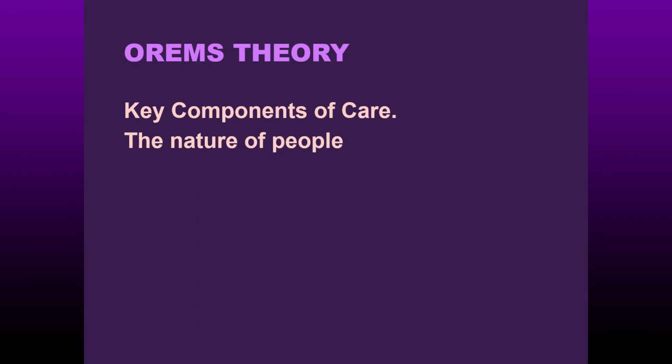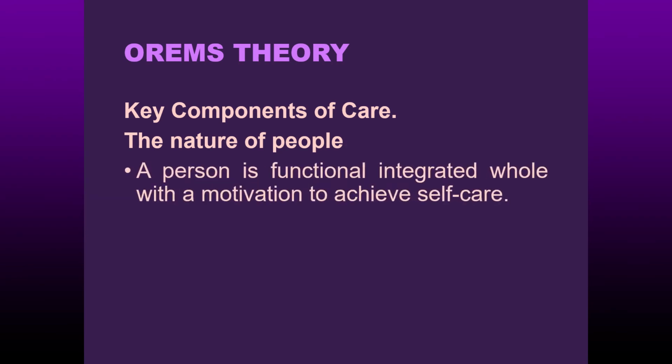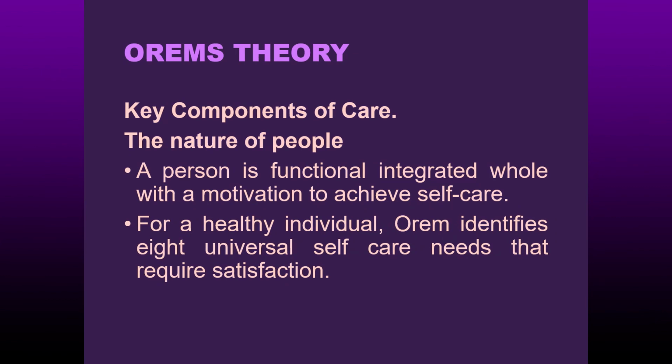Okay, so the last but not the least model that you can use is called Orem's theory. The key components of care under Orem's theory: the nature of the people, where Orem states that a person is a functional integrated duo with a motivation to achieve self-care. For a healthy individual, Orem identifies about 8 universal self-care needs that require satisfaction.